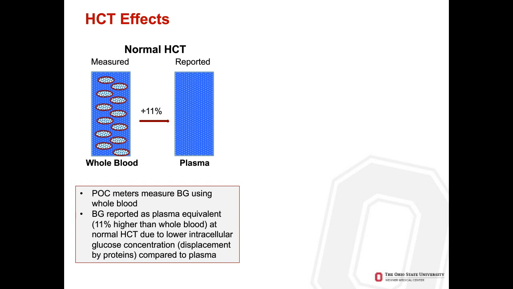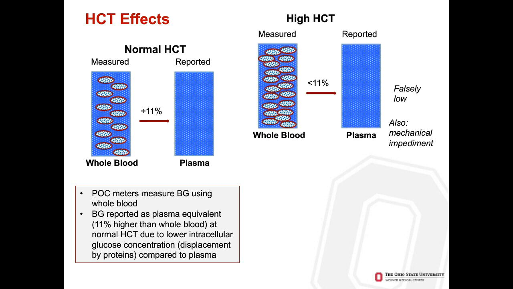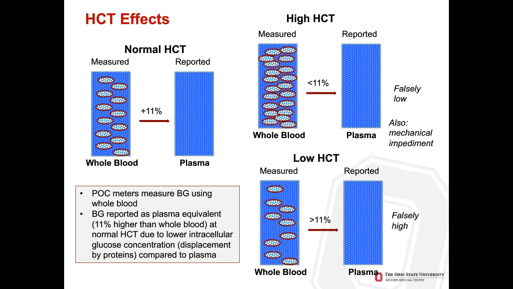Now, at a higher hematocrit, that conversion factor is less than 11% because you've got more red blood cells in your sample that are displacing the glucose measurement, and you will get a falsely low glucose measurement as a result. At a low hematocrit, it's just the opposite. So the conversion factor will wind up being greater than 11%, and you will have a falsely high glucose reading.